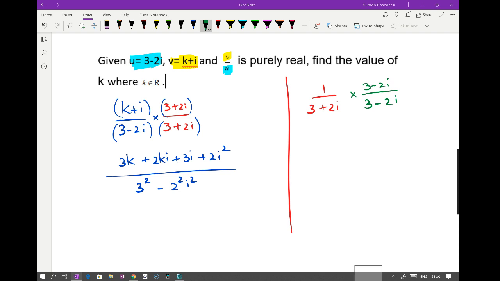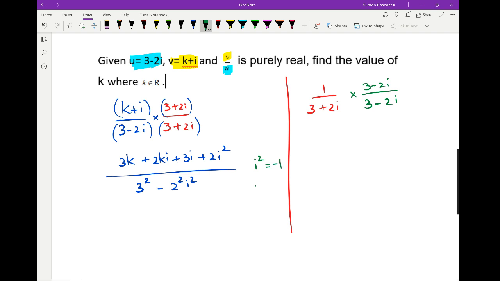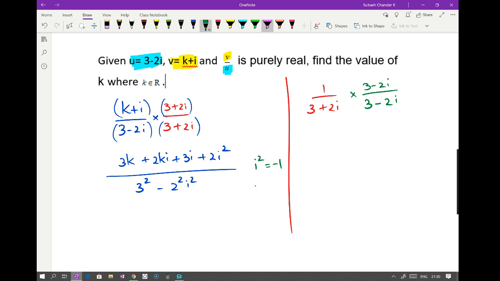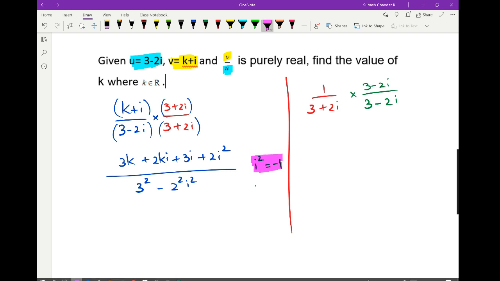Can you multiply a surd with i? Yeah, you can, but it depends. If there's surds in the denominator, then you multiply by surds, but otherwise you multiply with i. So in this case, I've got i squared equals -1, so that part there is going to be -1. That part there is going to be -1.